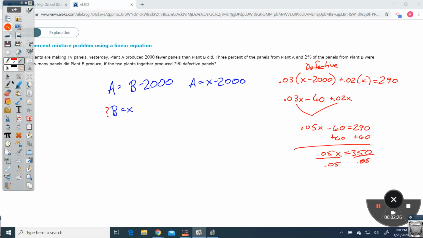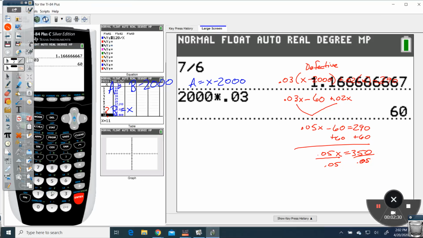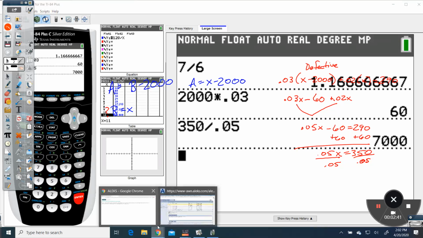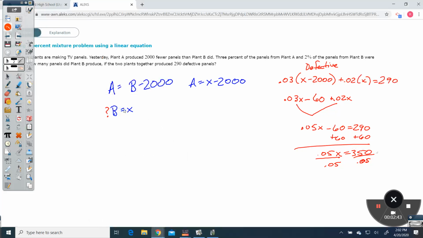So 350 divided by 0.05. So I go back to my calculator, go 350 divided by 0.05, and that gives me 7,000. So that means that x equals 7,000, and x is what plant B is, so that's what we're after.